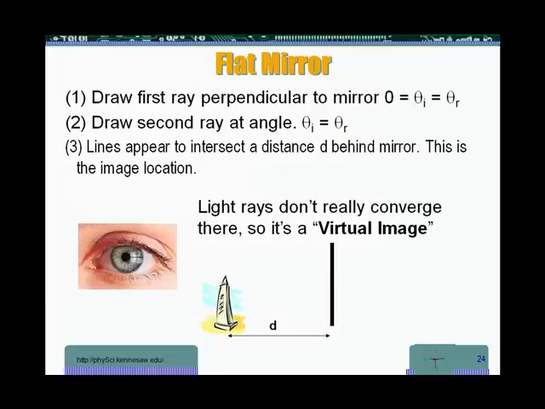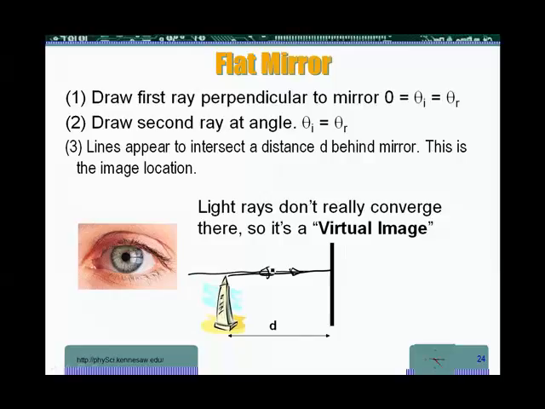Now, how do we determine images if we don't have simulations? What we do is we first draw a light ray that is perpendicular to the mirror. Now, if it is perpendicular to the mirror, its angle of incidence is 0 and its angle of reflection is 0. So for example, if I take this, that's one ray. That's perpendicular to the mirror, and the reflected beam is in the same direction.